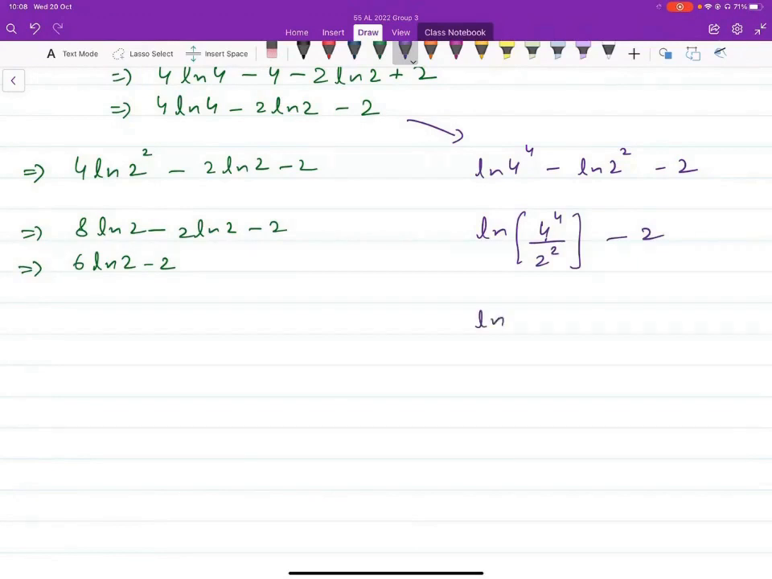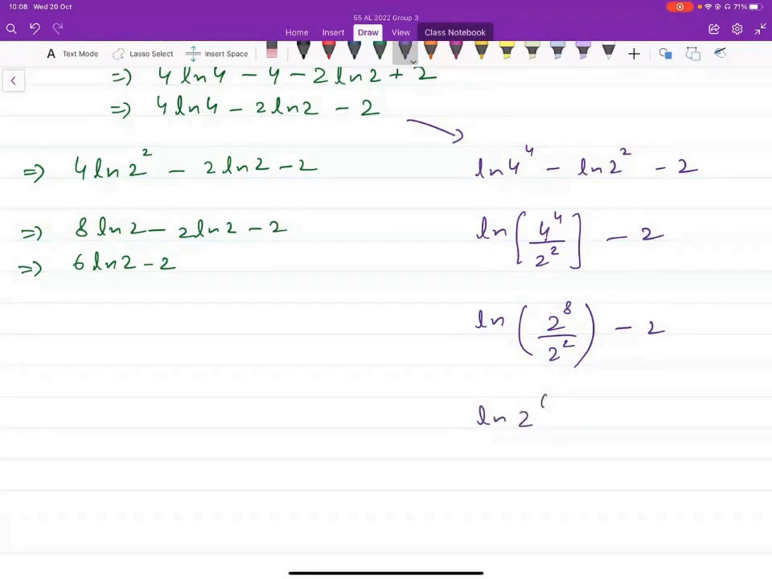Now you can evaluate what you've got inside. So can anyone tell me what this is? Or you can just write it like this as well. You can say this is 2 raised to power 8 divided by 2 raised to power 2 minus 2, and that becomes ln of 2 raised to power 6 minus 2, and then 6 comes outside and becomes 6 ln 2 minus 2, just like before.